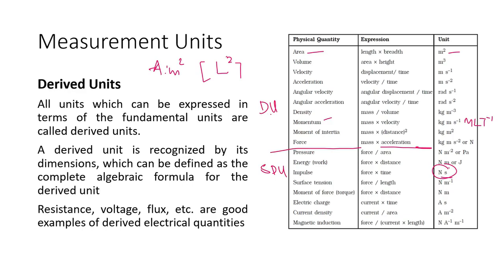So you can check these quantities. Similarly, from here to here and then here. Okay, so these are the secondary derived units. Newton is involved in these units. Resistance, voltage, flux, etc. are electrical quantities which are our derived units in this case.